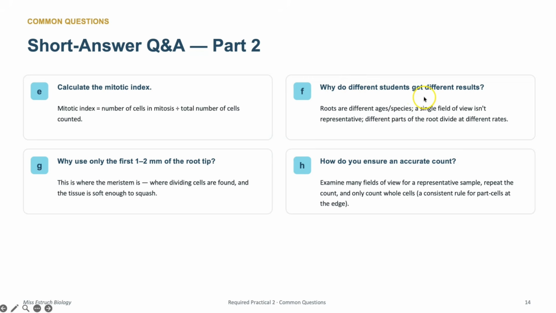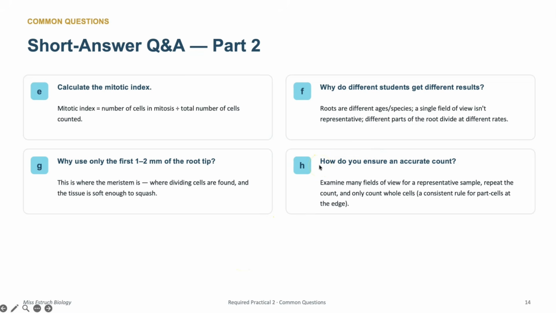So why do different students get different results? So this could be, even if it was from the same garlic bulb, roots are different ages, different species. A single field of view might have only been used, so it's not representative, but also different parts of the root will divide at different rates.